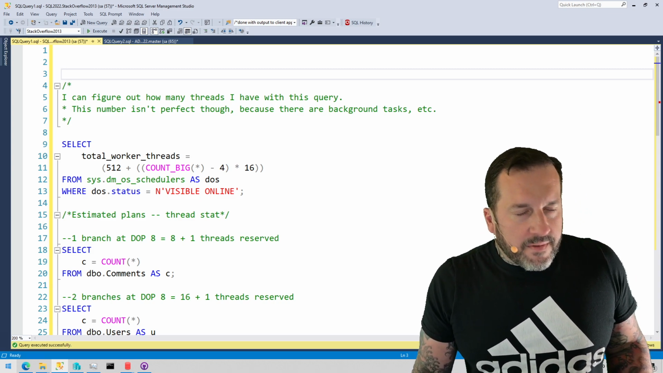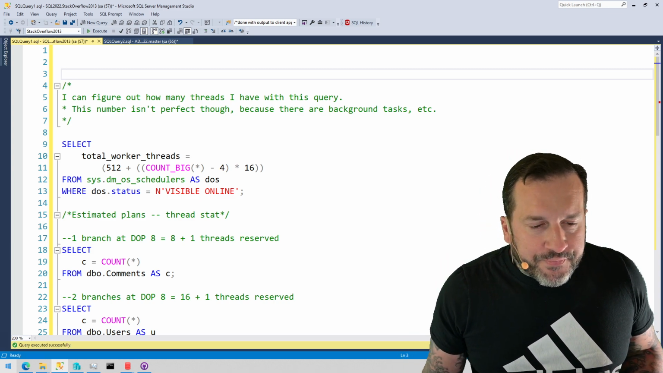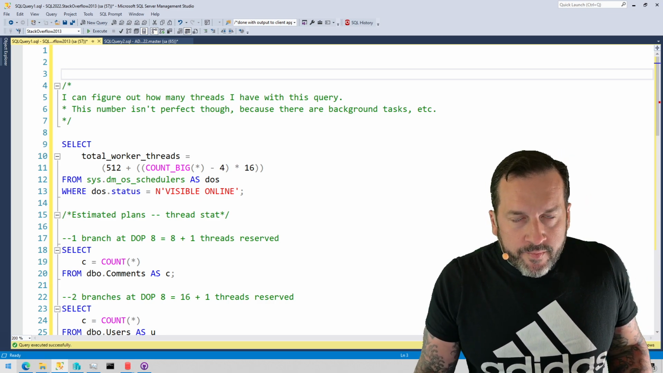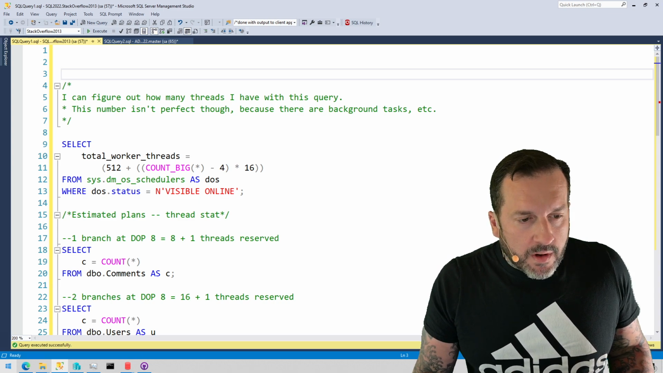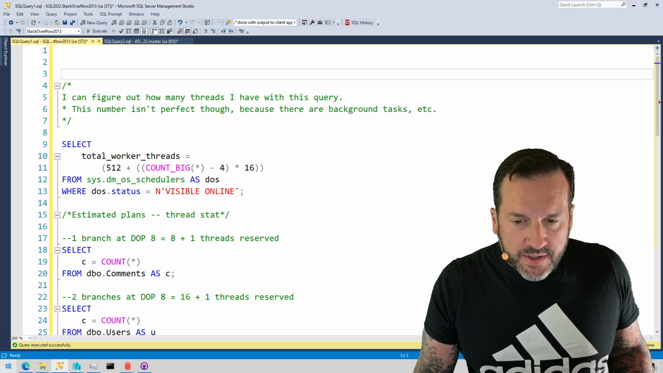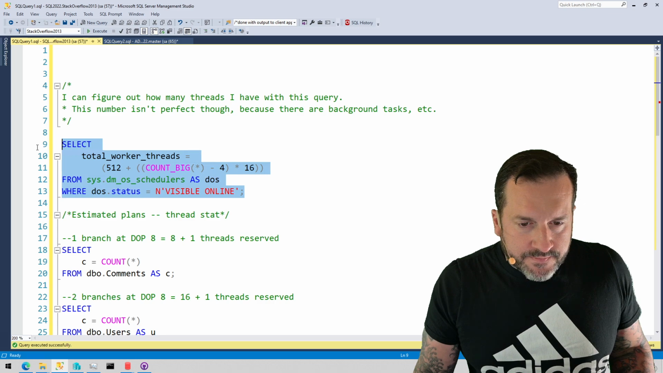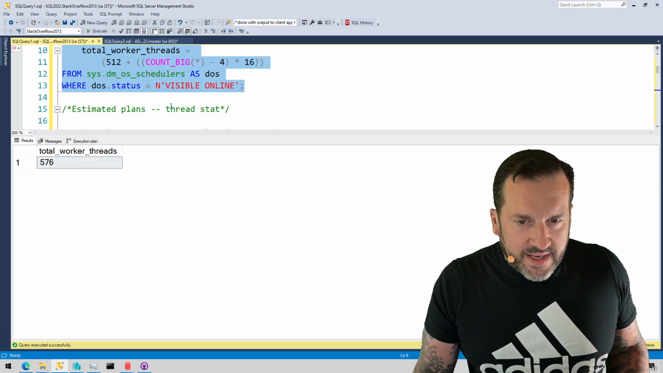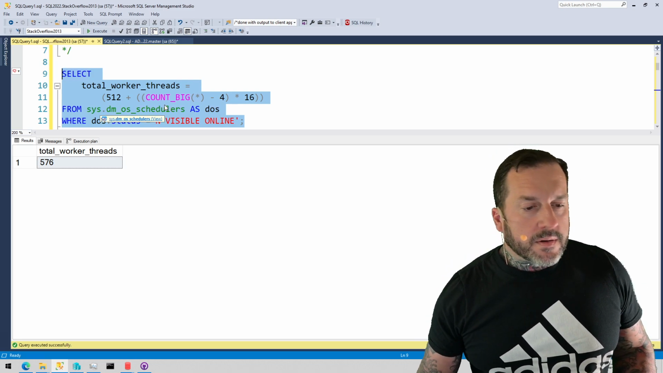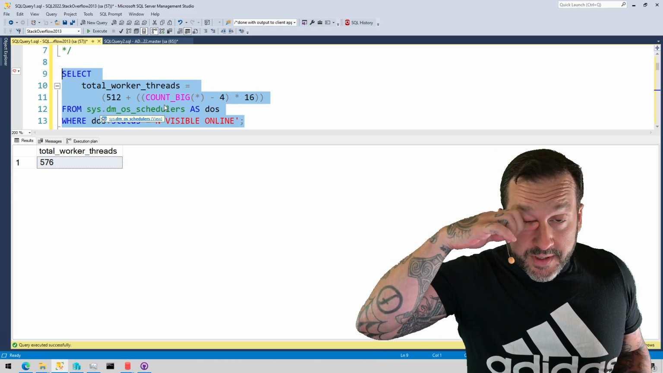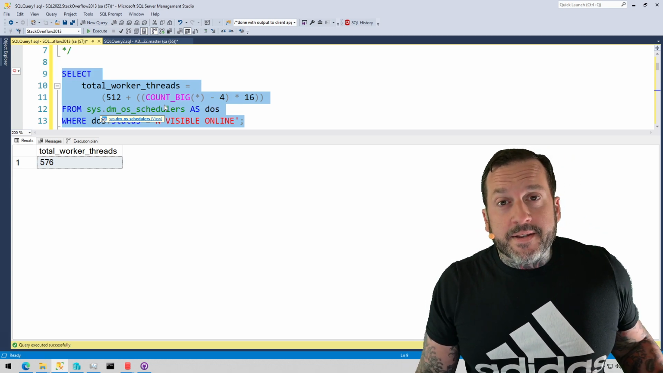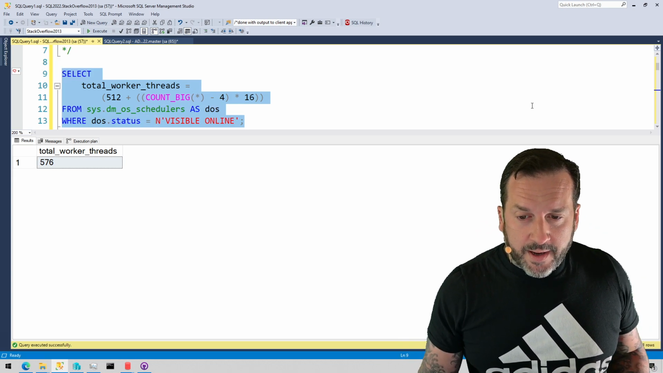Now, there are various ways to figure out how many worker threads you have. And this is generally the calculation that you'll want to use. And this is the calculation to use for a 64-bit server. If you're using a 32-bit server, I can't conceive of you at this point in time.